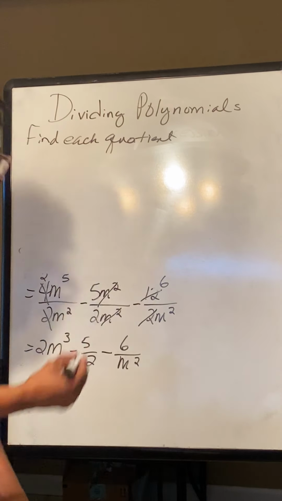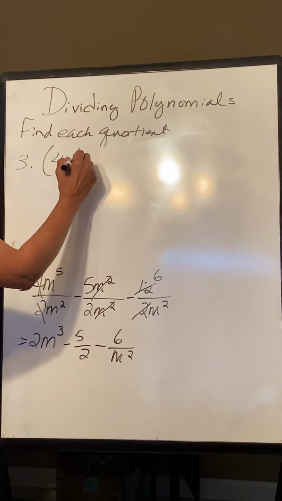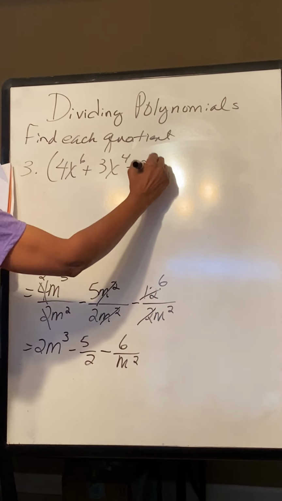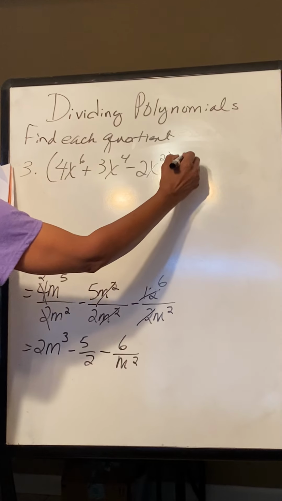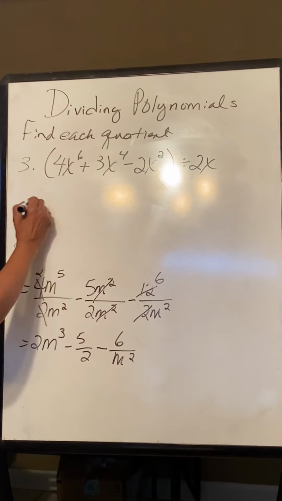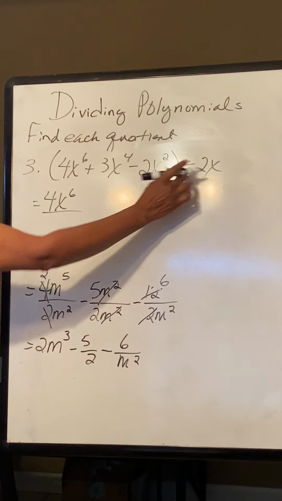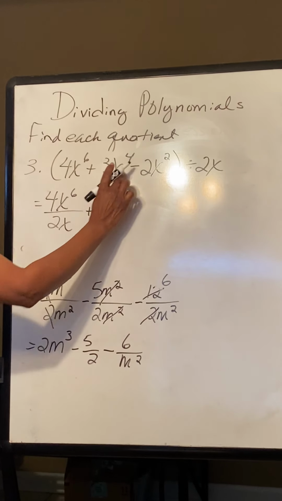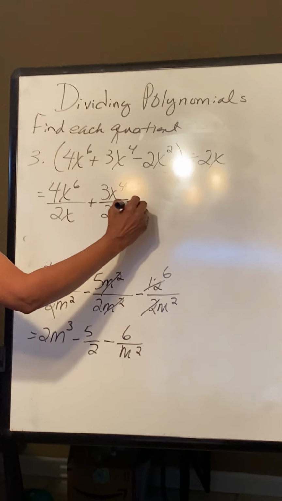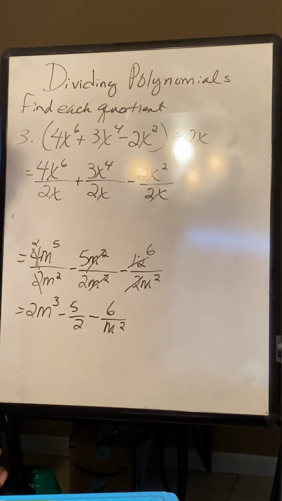Example 3. If I had 4x to the 6th plus 3x to the 4th minus 2x to the 2nd, and we're going to divide that by 2x. Again, rewrite this as separate fractions. So I have 4x to the 6th, I'm going to divide it by the 2x. Plus, take my 3x to the 4th, divide it by the 2x. Minus, take the 2x to the 2nd and divide it by 2x.